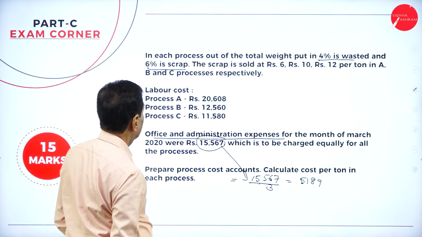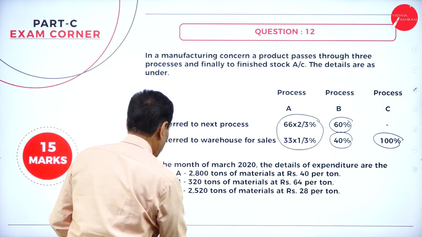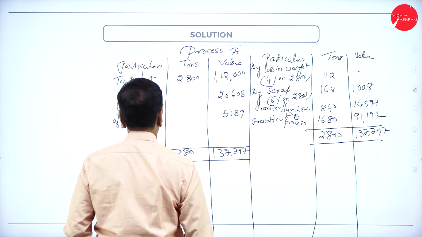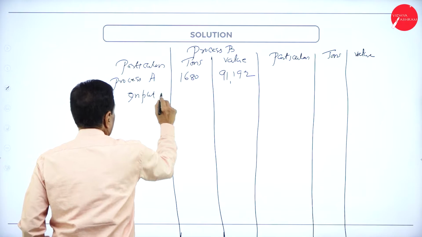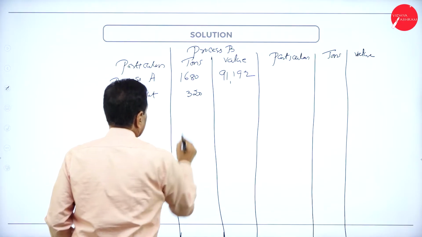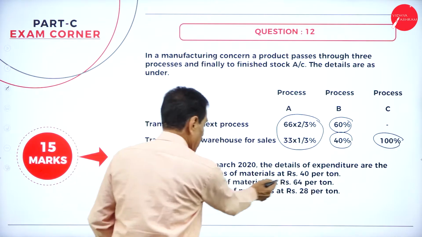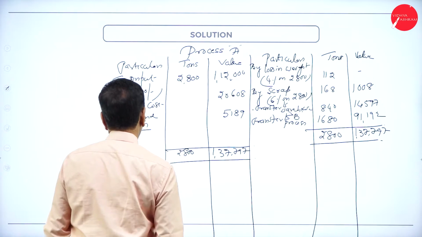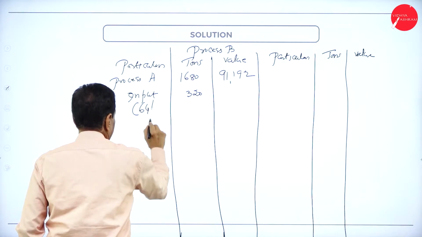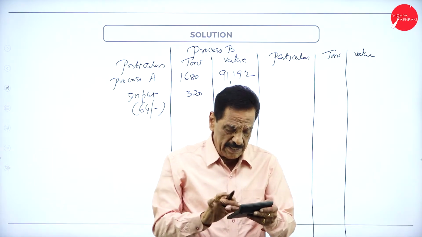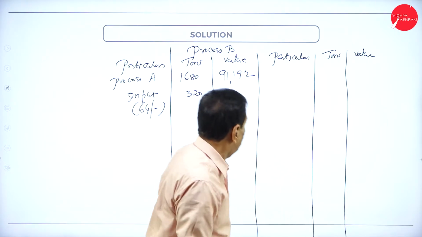Second unit. How many tons were introduced here? 320 tons input. At what rate? 320 tons at the rate of rupees 64. 320 tons into 64 will come to 20,480.